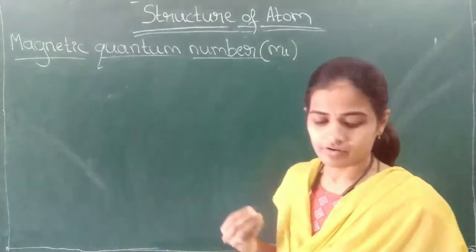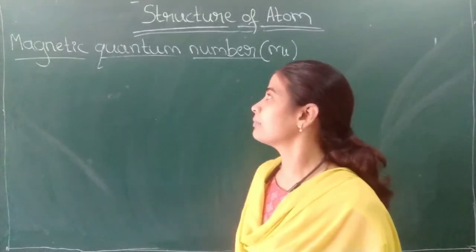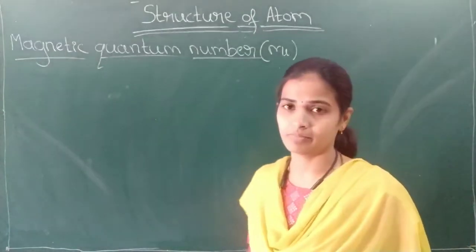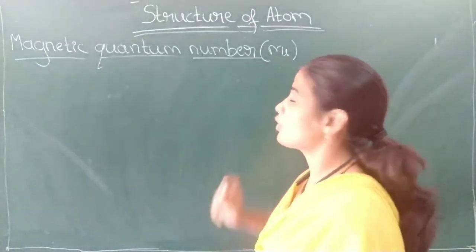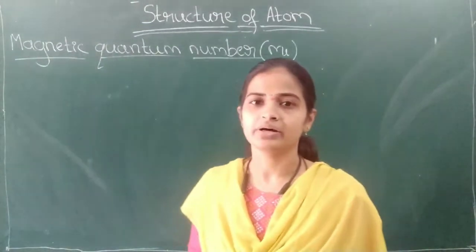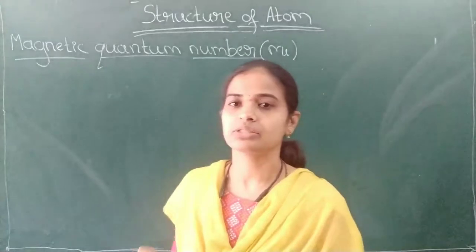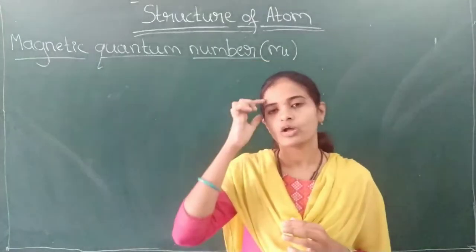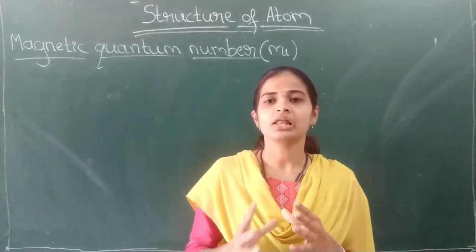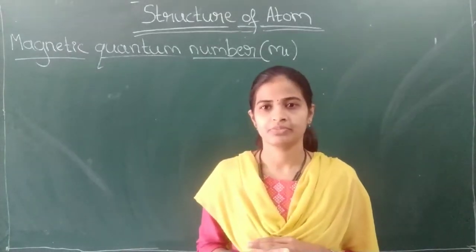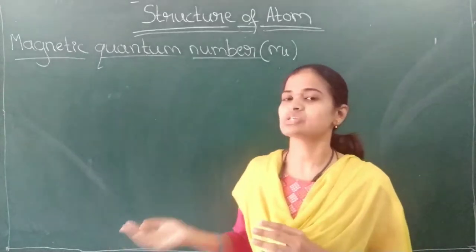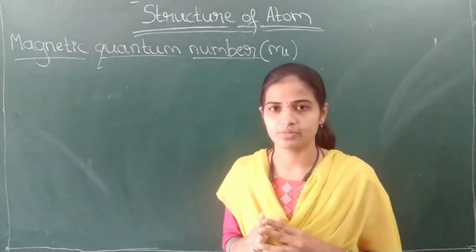And lastly we were discussing the magnetic quantum number. In the last part of the video I told about the magnetic quantum number, which is represented by the symbol ML. Magnetic quantum number gives the information about the orientation of the orbital or orientation of the subshell around the nucleus. We have discussed subshells in the previous quantum number, that is azimuthal quantum number.